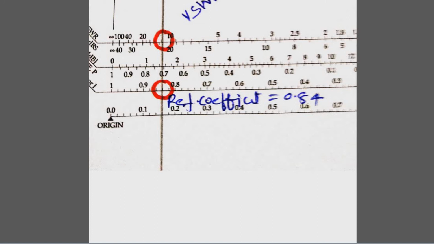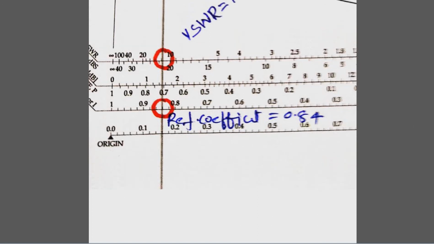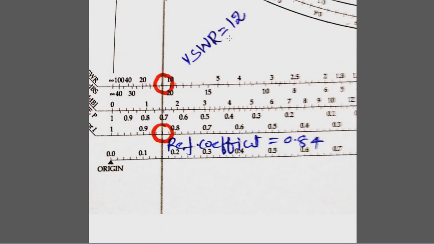So this is the scale. I am marking it as VSWR equal to 12 and the reflection coefficient at this point will be equal to 0.84.